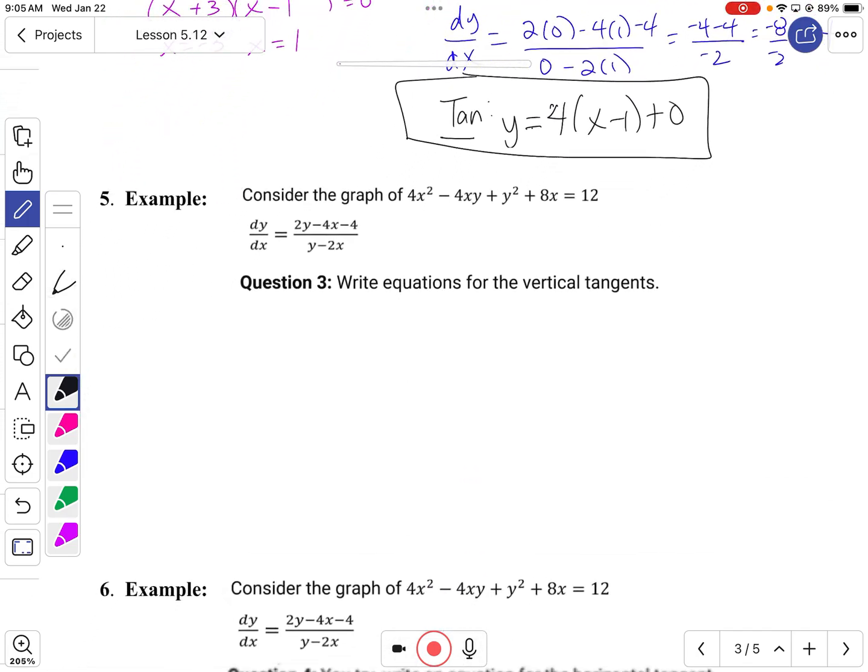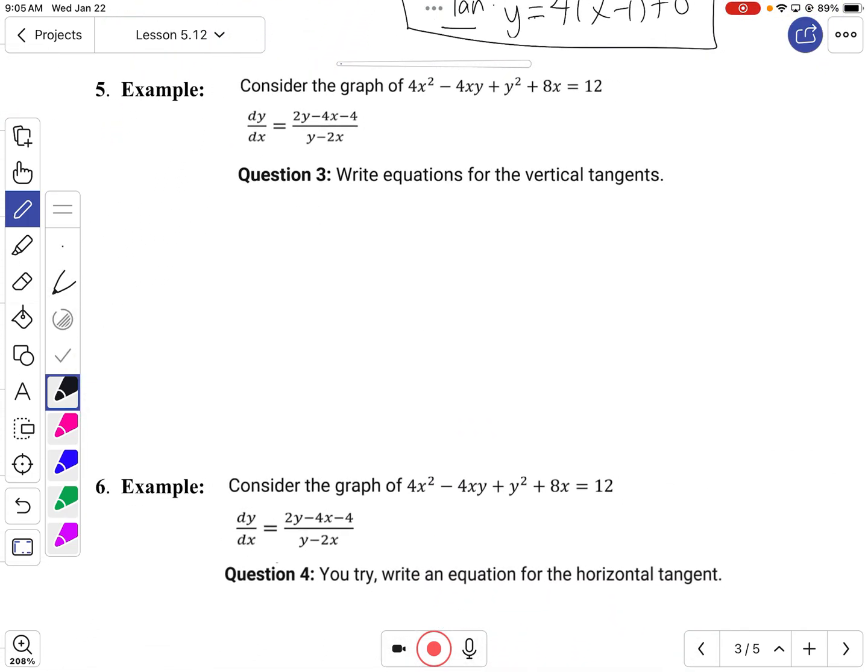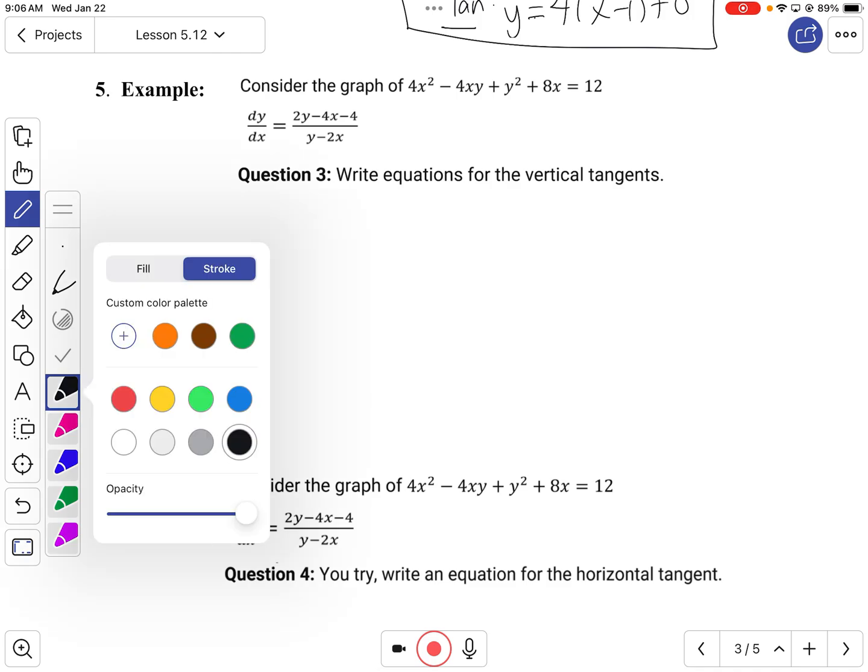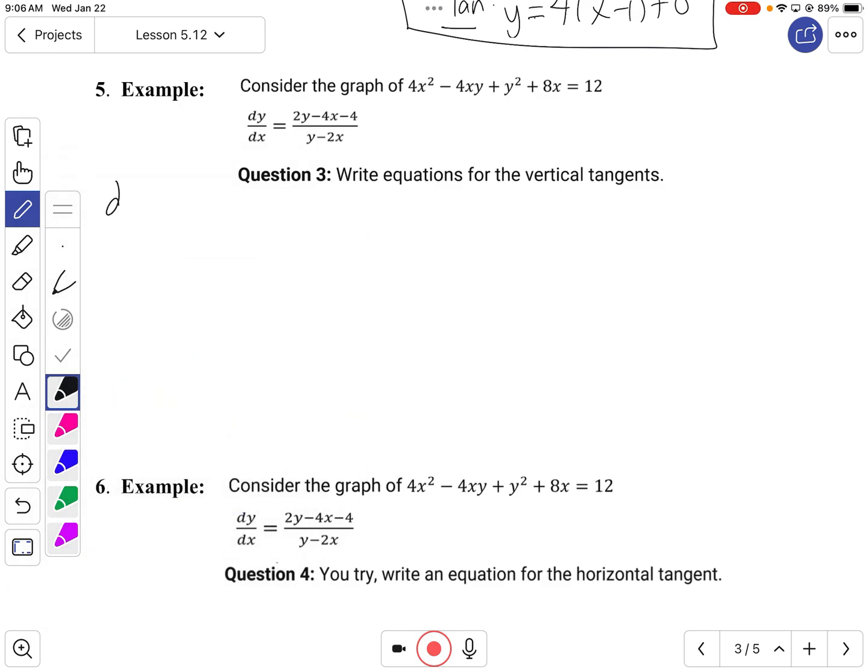All right, how does this one change? So, same graph, same derivative. This time we want equations for vertical tangents, all right? In order to have a vertical tangent, what has to be true about the slope? It has to be undefined, okay? Slope is undefined on a vertical tangent. So we've got to figure out where is dy dx undefined.